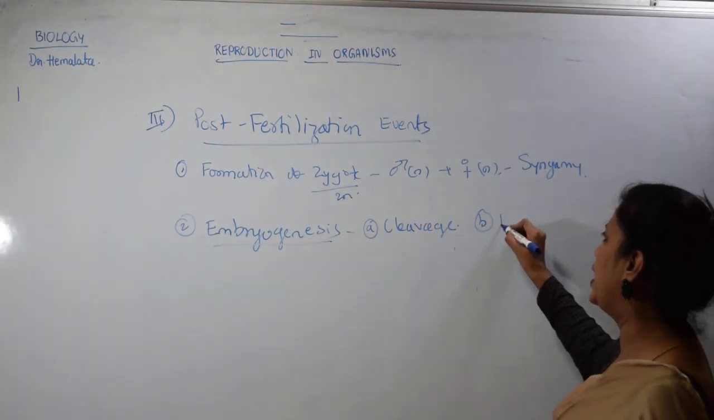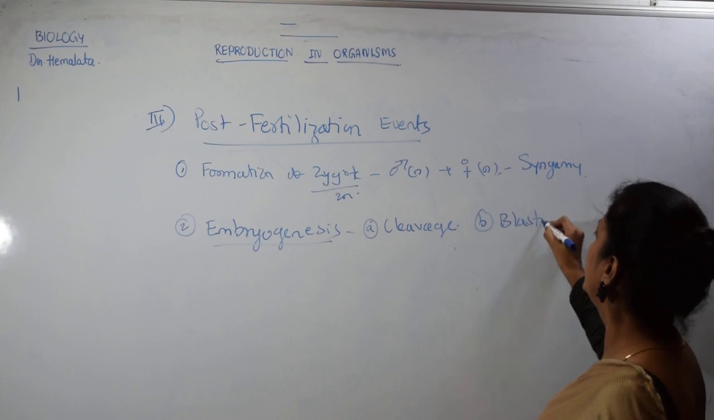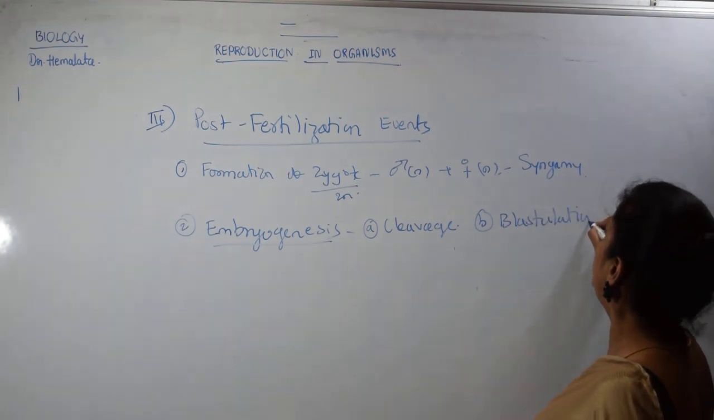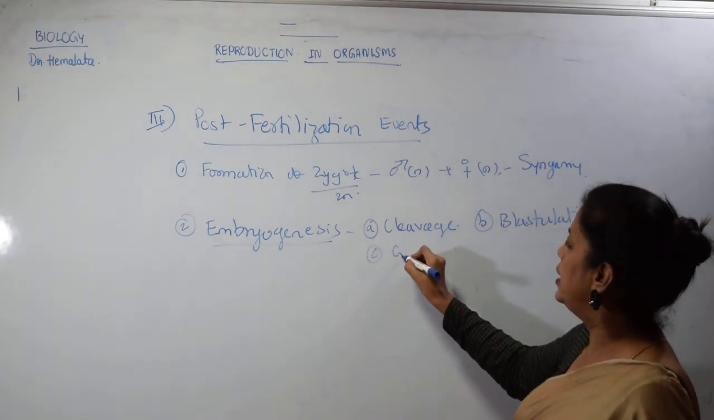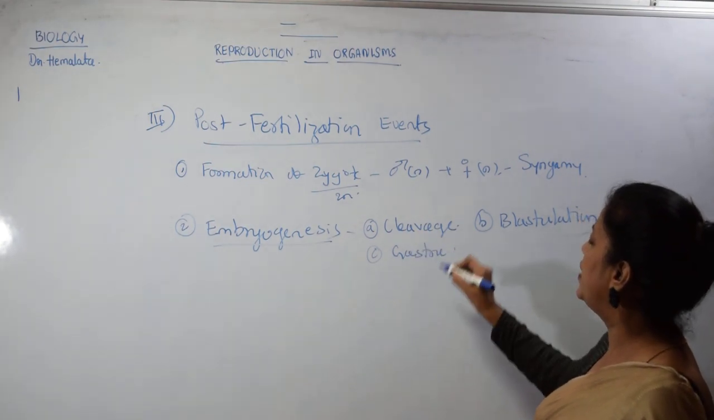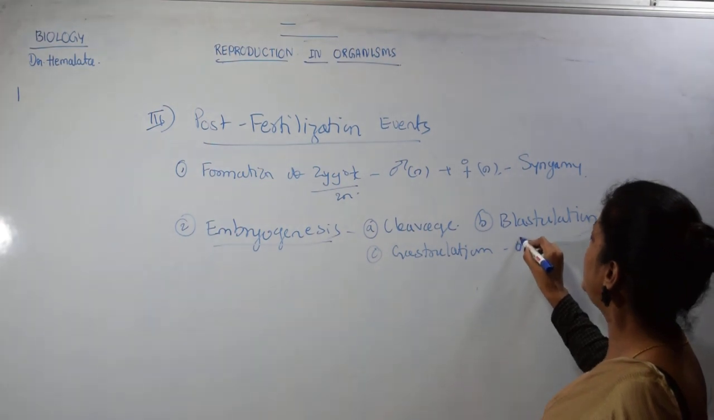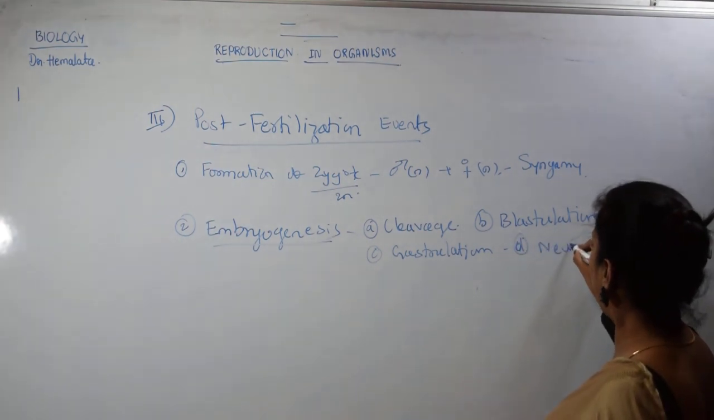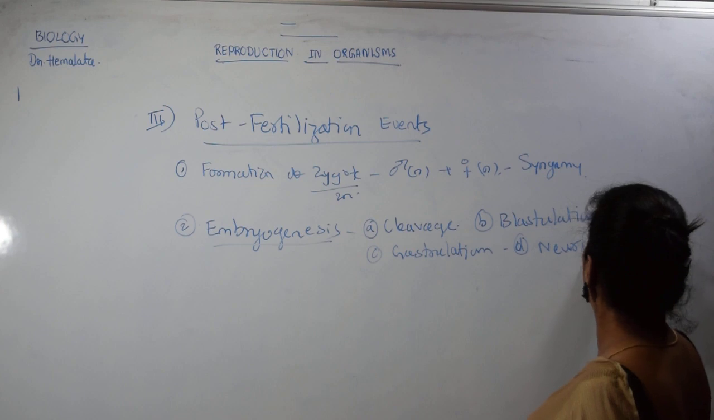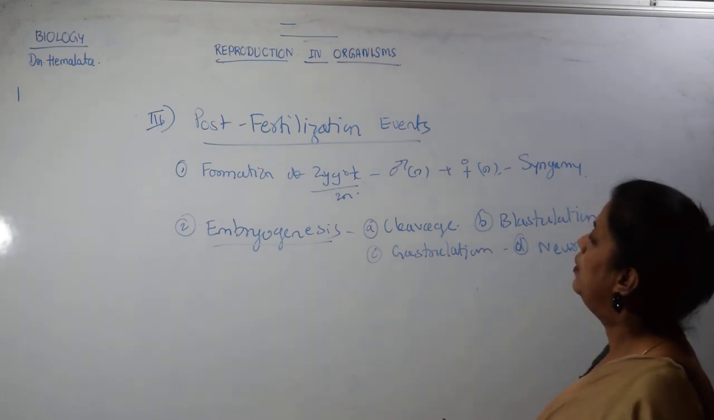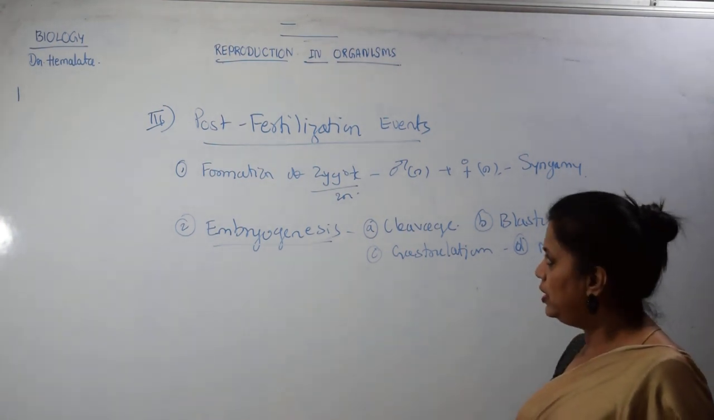Second one is development of the cavity, we call it blastulation. Then development of the third cavity, that is gastrulation. Formation of the gastral cavity, gastrulation, this is the third event. Then next is neurulation, formation of notochord. Okay, those are the things happening after the first cleavage.